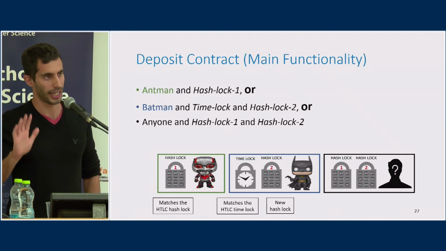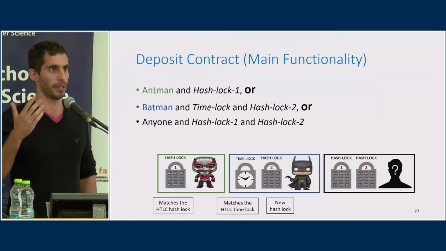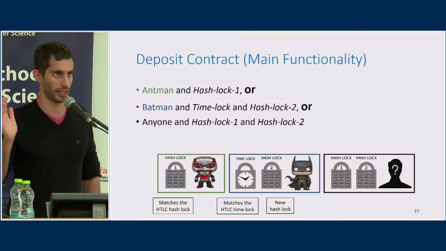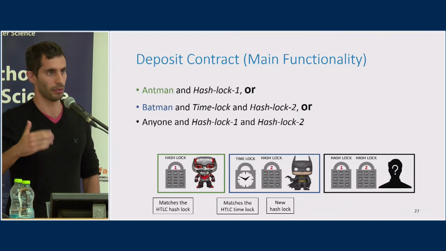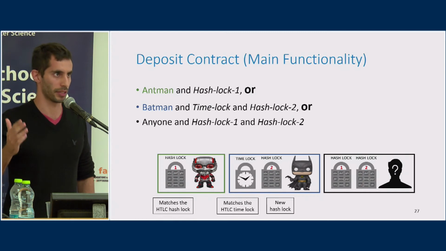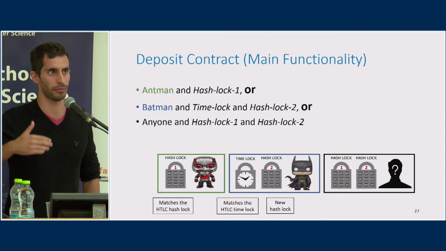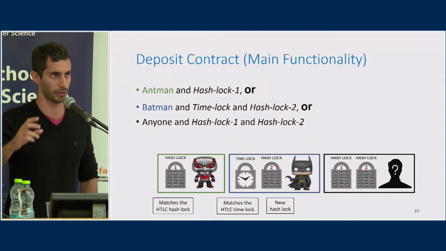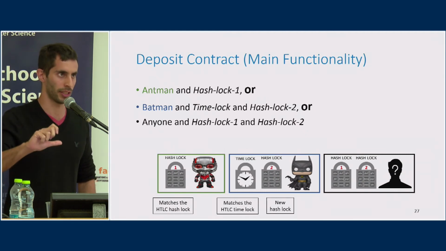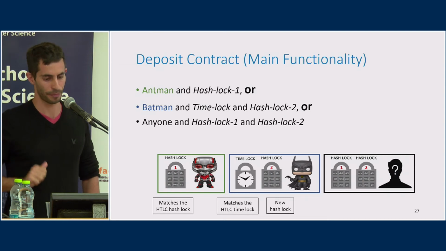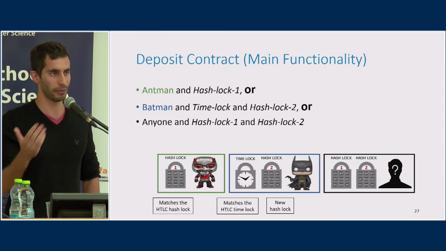Three options. Either Ant-Man gets the tokens by solving the first hash lock. Okay, this is just like in the original HTLC. Or Batman can get the tokens after the time lock, but now he also must solve the second hash lock. So the first two portions of Batman, the time lock is like the original HTLC. Hash lock 2 is an addition. Alternatively, anyone can get the tokens by solving the two hash locks.